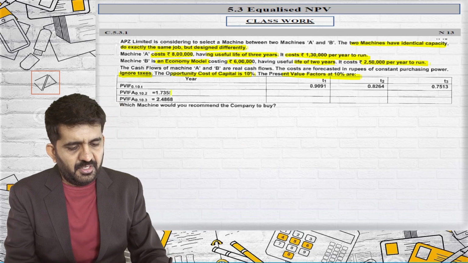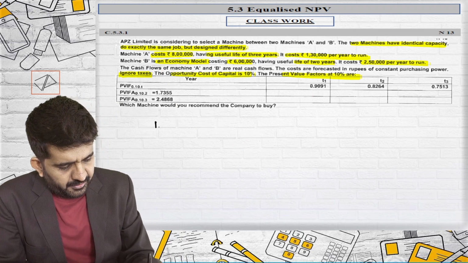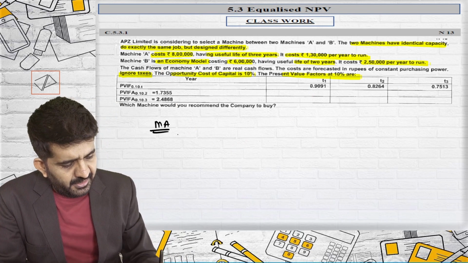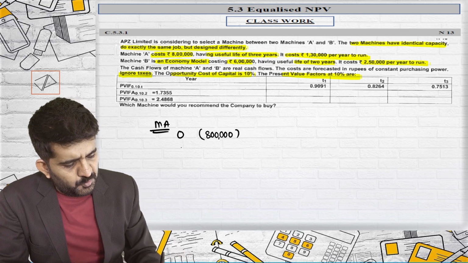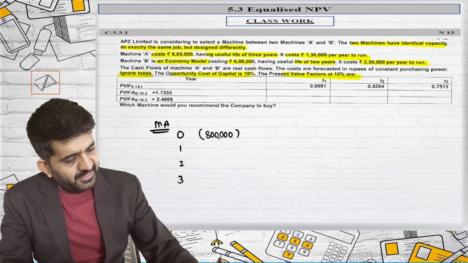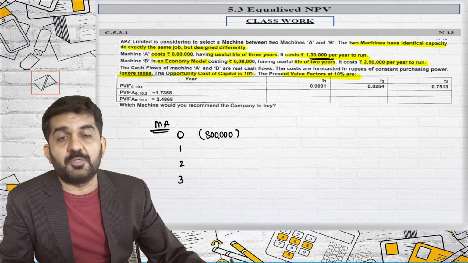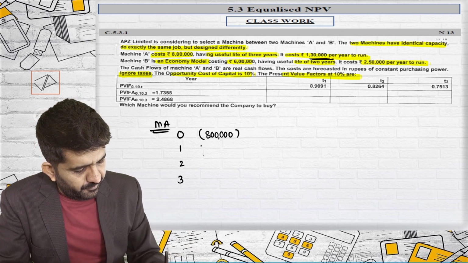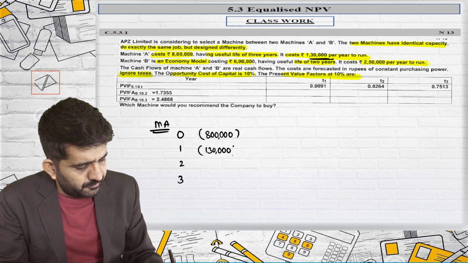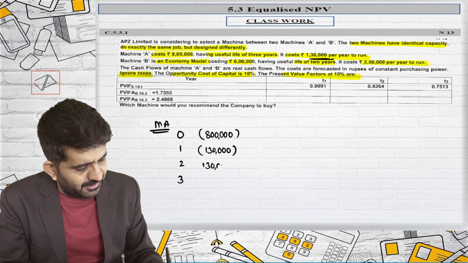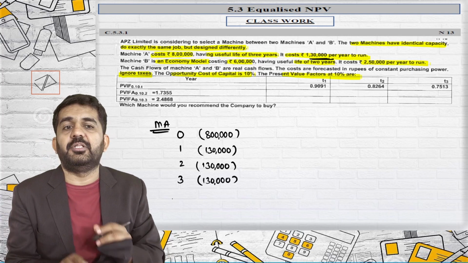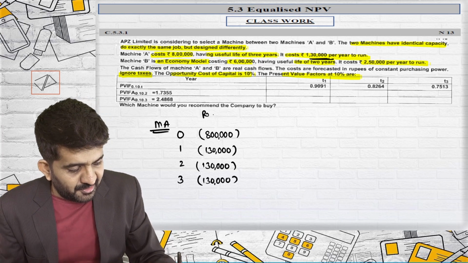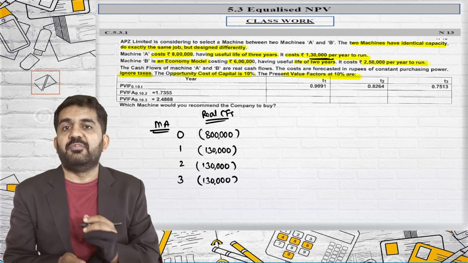Of 10% are given. I am first doing only for machine A. Try to concentrate. Machine A at the end of 0 year I will be having a cash outflow of 8 lakhs. Having a useful life of 3 years. So first, second and third year, it cost me, again it is a cash outflow, 1,30,000, 1,30,000, 1,30,000. These are real cash flows. So they are cash flows given.